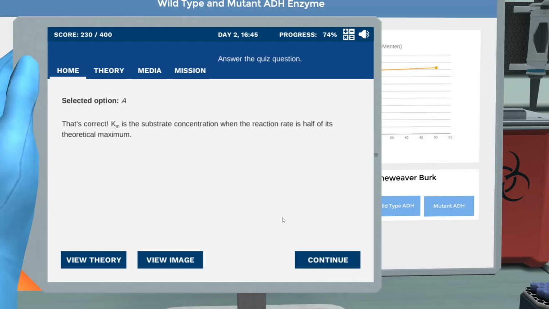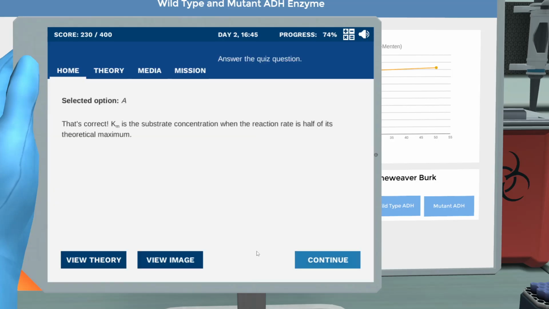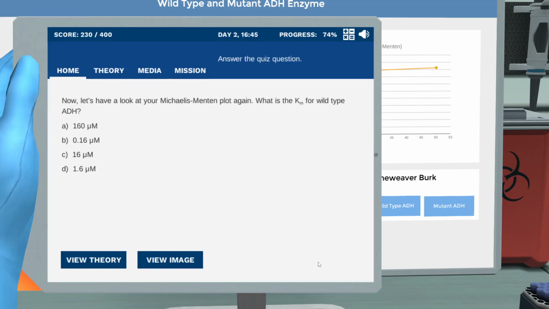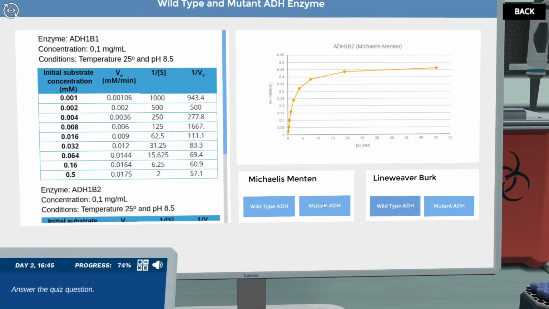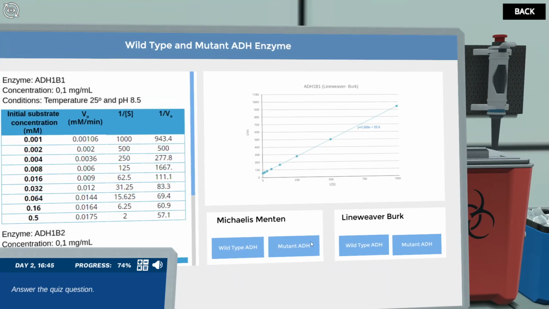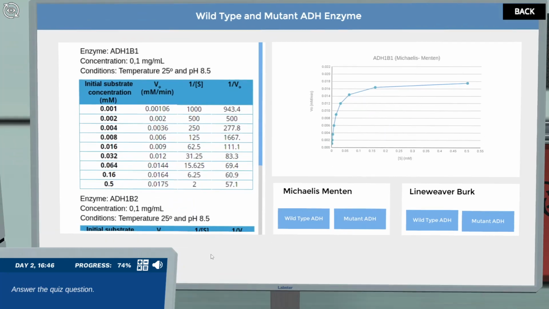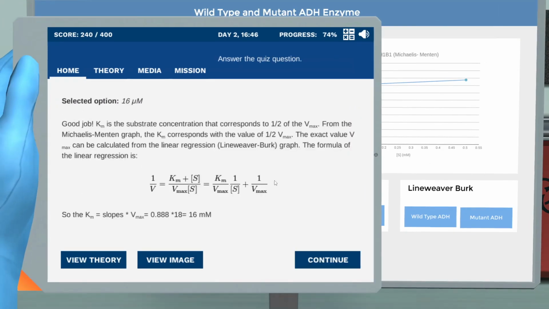That's correct. Km is the substrate concentration when the reaction rate is half of its theoretical maximum. Now, let's have a look at your Michaelis-Menten plot again. What is the Km for wild-type ADH? Good job. Km is the substrate concentration that corresponds to 1 divided by 2 of the Vmax.